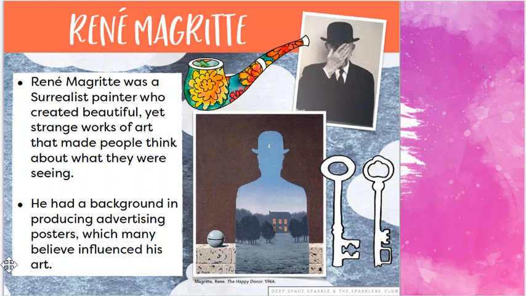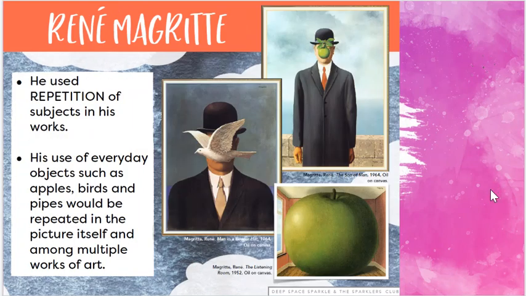Sometimes he would have a person, same kind of shape, but the face would be covered up. Here's the apple from the other image. Here's a bird. This guy was also a little bit obsessed with black umbrellas. So you see a lot of black umbrellas in his work. And there are a lot of times where, yes, he uses repetition. The same things repeated over and over and over again.